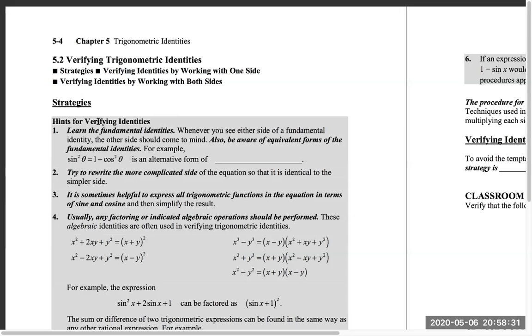So here are some hints. Learn the fundamental identities. This one is really, really important for you. You will need to know these for the rest of your math career. It also pops up in other sciences as well.